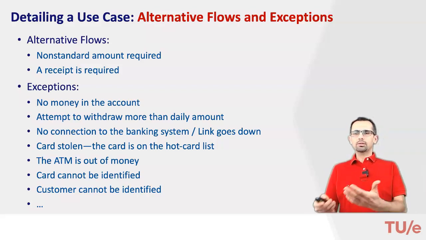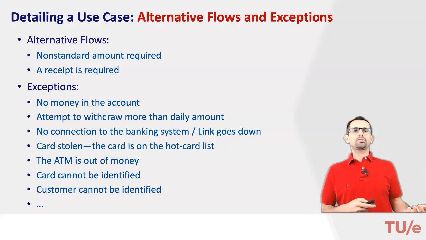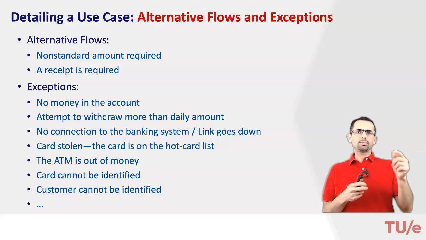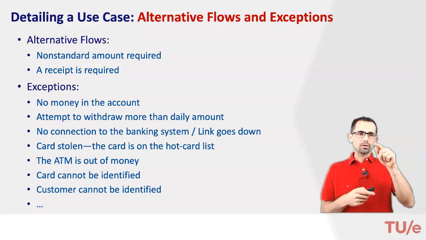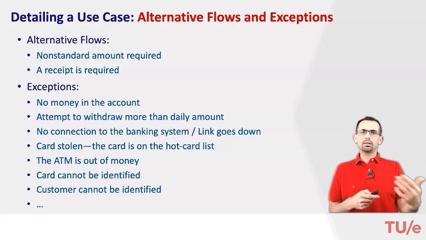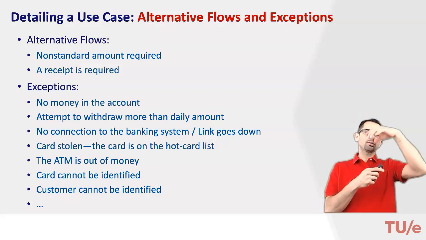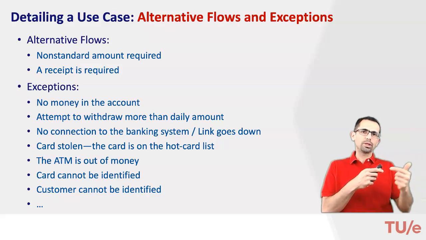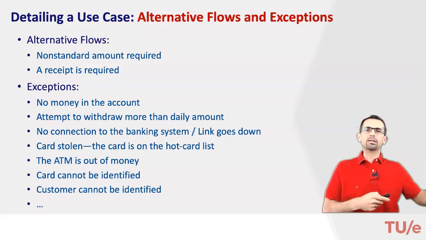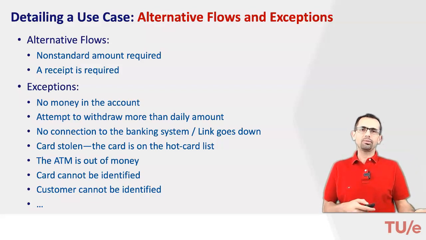Okay, so alternative flows, for instance, in this case, if a non-standard amount is required, the user should be able to dial the exact amount that he or she would like to get from the ATM machine. That's a kind of alternative flow. It's a kind of routing a bit away and then coming back to the normal flow, or receipt as required again. It involves an additional activity at the end.